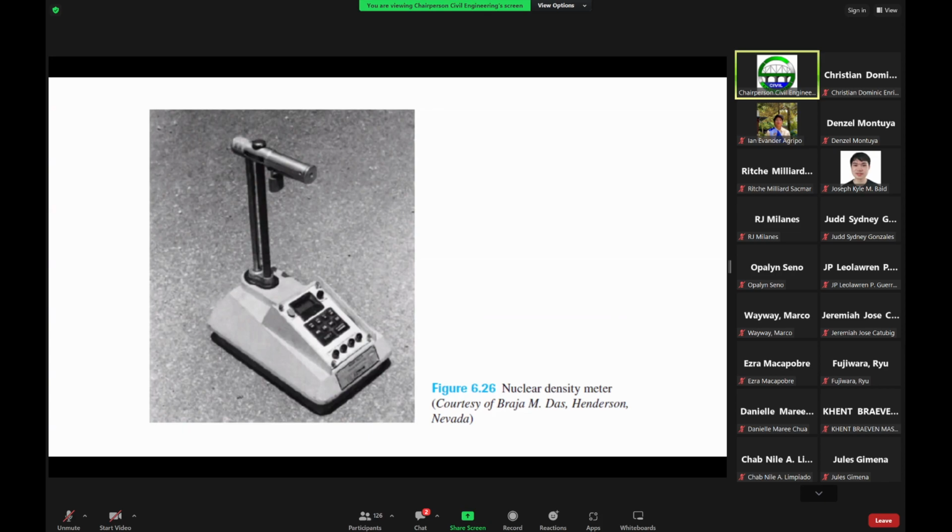Now, some construction companies sometimes use the nuclear density meter, because this is quite fast to do during construction, especially when you have a very tight schedule and you cannot afford to wait for the results in the lab. So sometimes this equipment is being implemented.